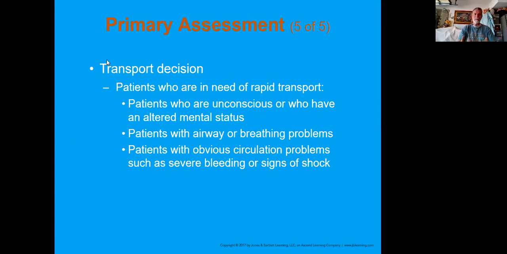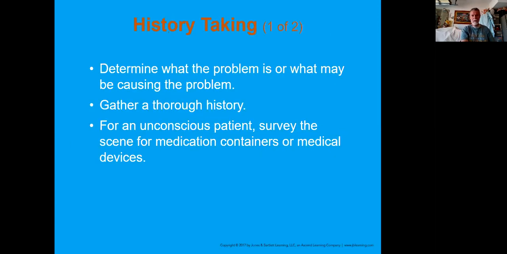Transport decision, is it a rapid transport? So who falls into that rapid transport? Is your patient unconscious? You got an airway or a breathing problem, that's one that should jump up to the top. And then we look at the obvious circulatory problems, signs of shock. Well, okay, they're pale, they're cool, they're diaphoretic, you know, whatever that case is, you throw in severe bleeding to that, it becomes a priority transport.